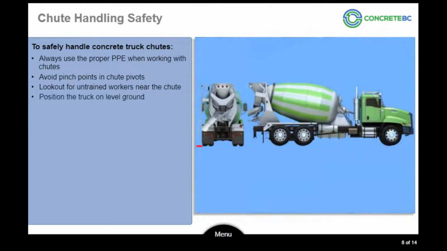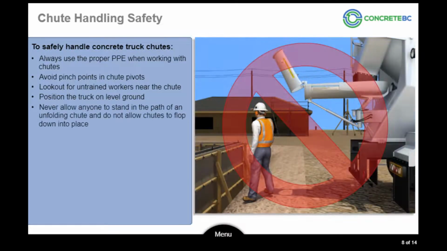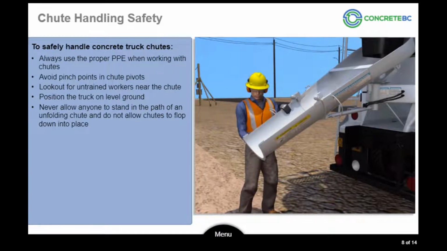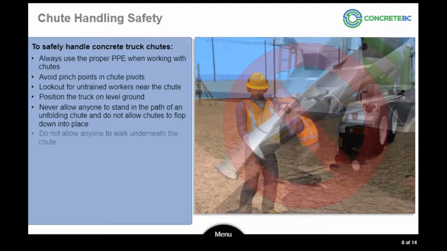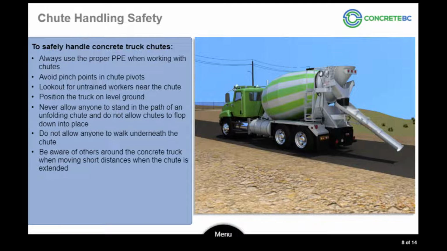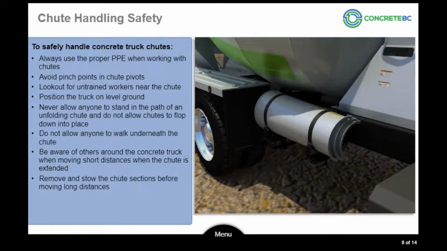Position the truck on level ground prior to discharge. If the right side of the truck is higher than the left, or vice versa, the danger of the chute swinging out of control is much greater. Never allow anyone to stand in the path of an unfolding chute, and do not allow chutes to flop down into place. Guide them into place while supporting the ends. Do not allow the chute to flow down into place. Arrange it prior to start of flow. Do not allow anyone to walk underneath the chute. Be aware of others around the concrete truck when moving short distances when the chute is extended. Remove and stow the chute sections before moving long distances.